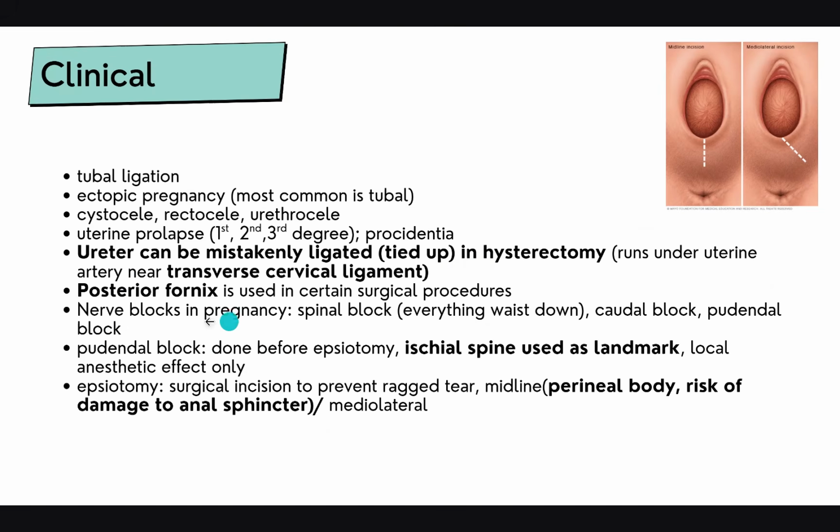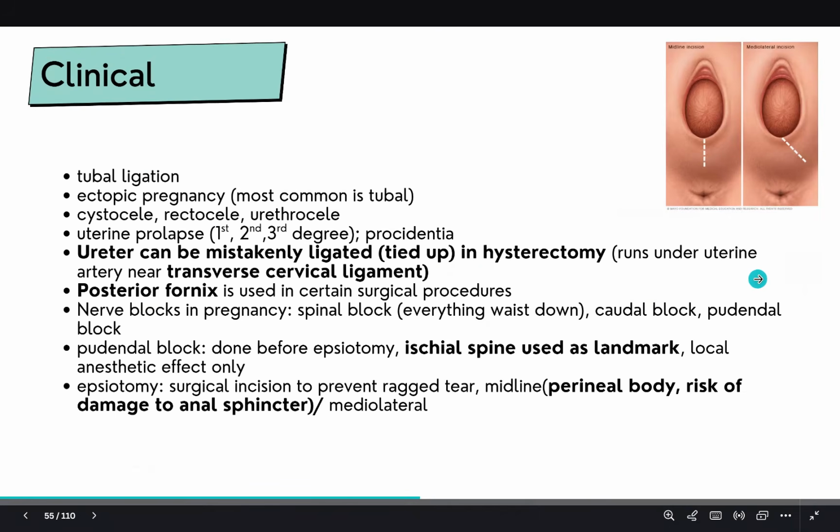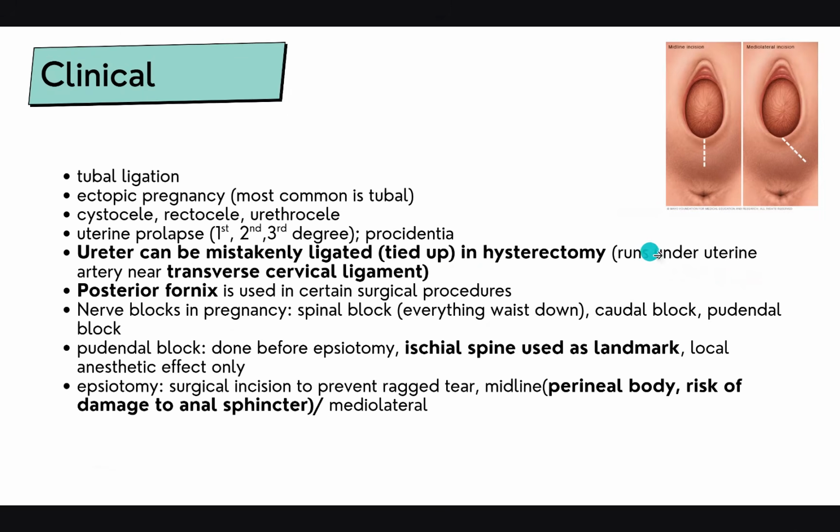Now moving on to the nerve blocks in pregnancy. So sometimes pregnancy can be really painful, and you might want to block some of the pain sensations through the visceral sensory pathways. Okay, this can be done at 3 different levels. First is at the lumbar level. This is called spinal block. Again, it blocks pain sensations from everything waist down, including the legs. Okay, this is the most comprehensive sort of pain block.